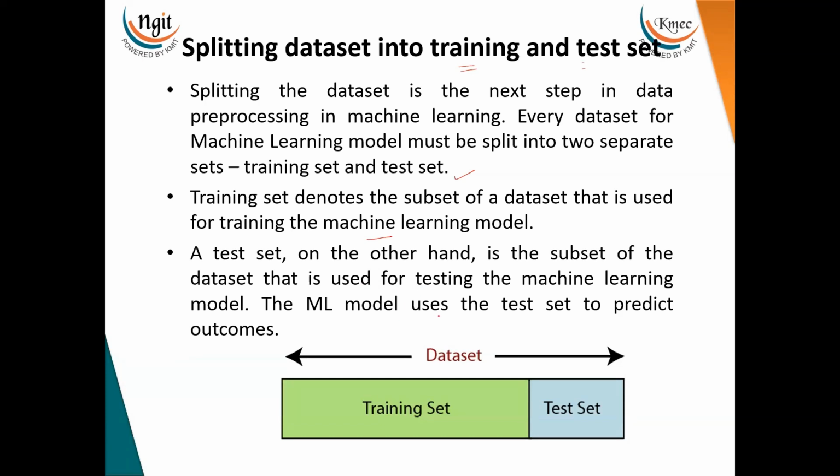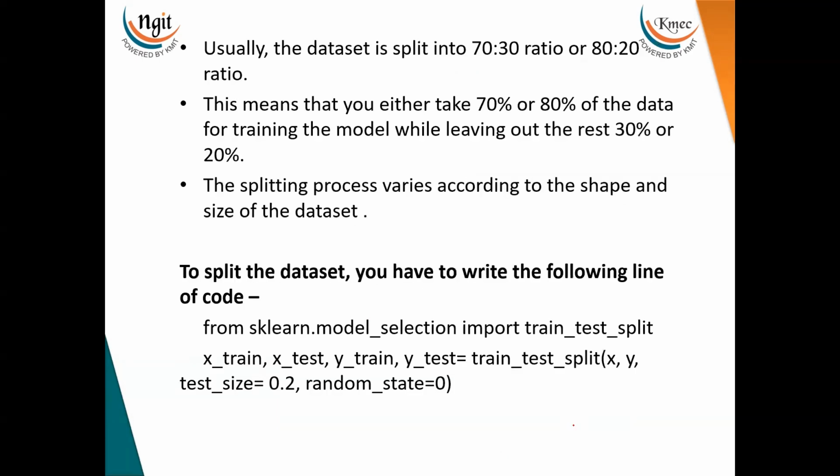And this ML model uses the test set to predict the outcomes. So this is the whole data set, you see. The training set can be 70% and the test set 30%, or 80/20, or 60% training set, or even 40% of the training set. So in this way, we are going to split it.